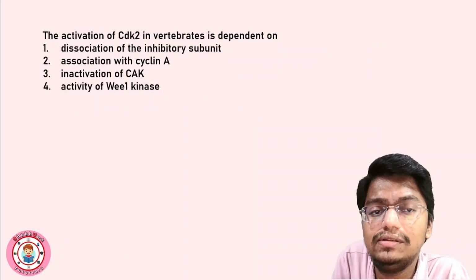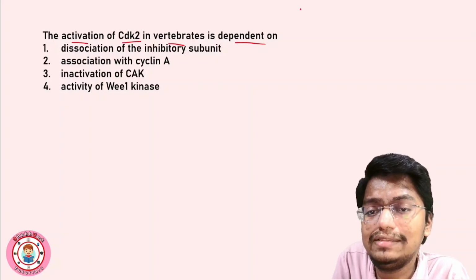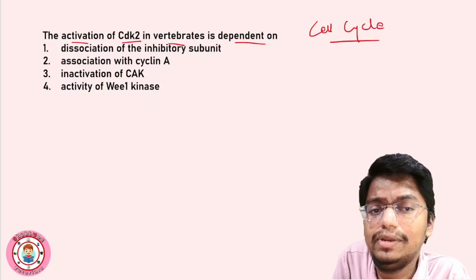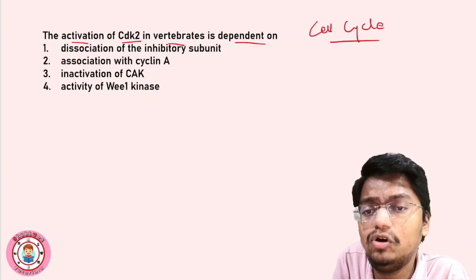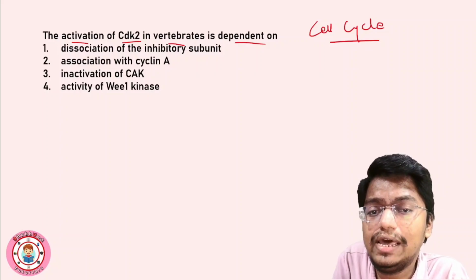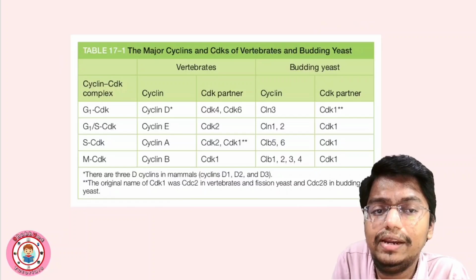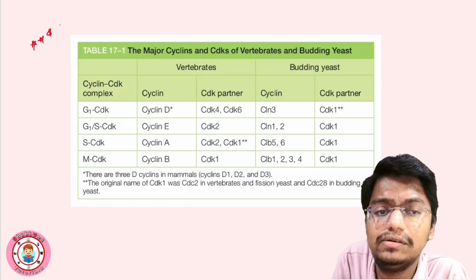Next question. This is also a very important concept. Activation of CDK2 in vertebrates is dependent on. So this is from the cell cycle. Okay, cell cycle अभी तक हमने discuss नहीं किया है, but this is a huge amount of repetition that is seen. बहुत बार इसके regarding question आया है, तो इसका भी table है, right. This is very important, you can make a screenshot of this.